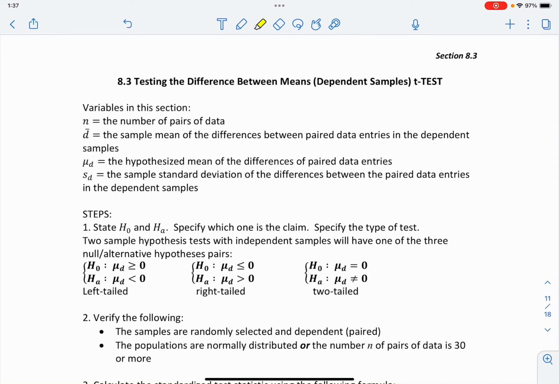Hi class, we're going to do 8.3 now. This is testing the differences between means, dependent samples, and we'll be using the t-test. So these are the classic before and after studies. We have a group of people, a measurement is taken, a treatment is applied, and then a new measurement is taken to see if the treatment had an effect.